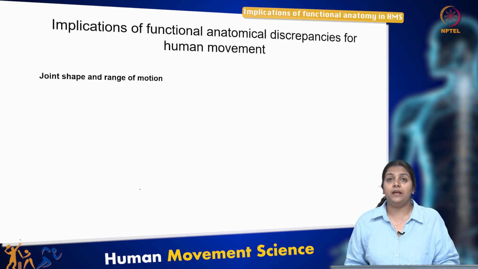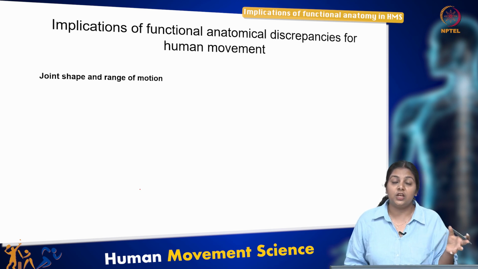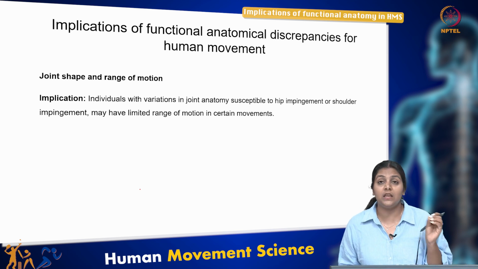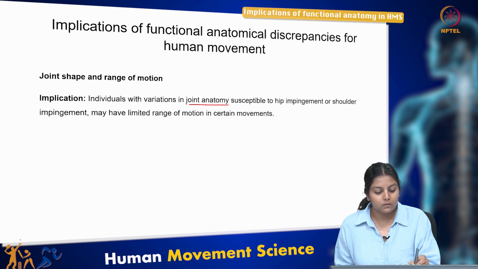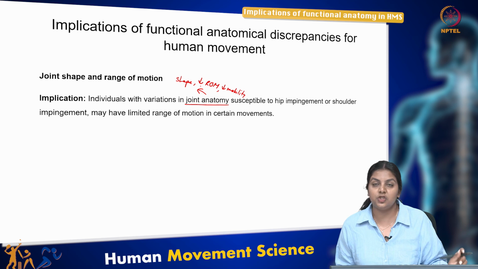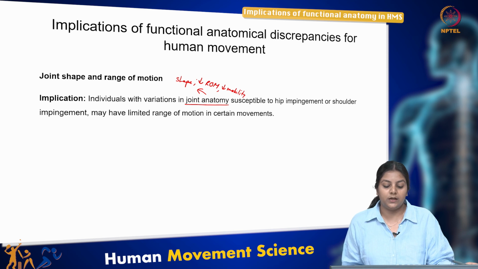So let's look at some of the implications. How do these anatomical discrepancies affect movement? How do they change it, and what are our considerations? So joint shape and range of motion. So the implication would be individuals with variation in joint anatomy. So for example, it could be a different shape, or you could have reduced range of motion or reduced mobility due to the change in joint anatomy.